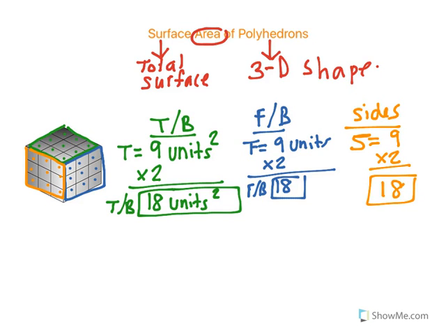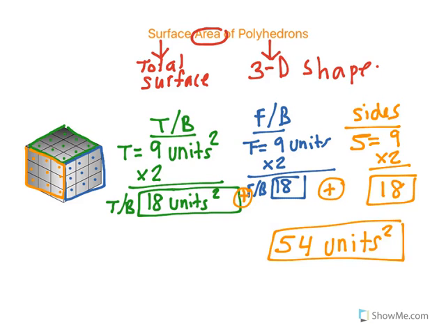So in this case, the surface area is the total area of all of the faces. And so what I'm going to do is I am going to add these together. And if I add 18 plus 18 plus 18, I get 54 units squared. Because it's still area, it still gets units squared.